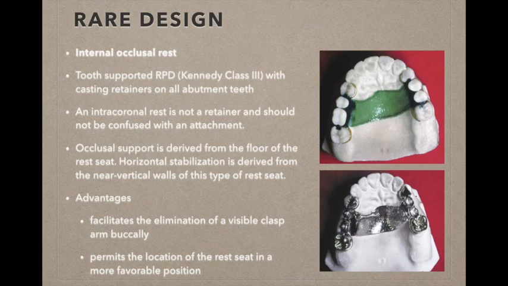The advantage of using this internal occlusal rest is to facilitate the elimination of a visible clasp arm. Also, it can permit the location of a rest seat in a more favorable position. However, you can see in the picture that it has a specific design over your crown fabrications, so the technique sensitivity and the cost will be higher than for regular crowns.